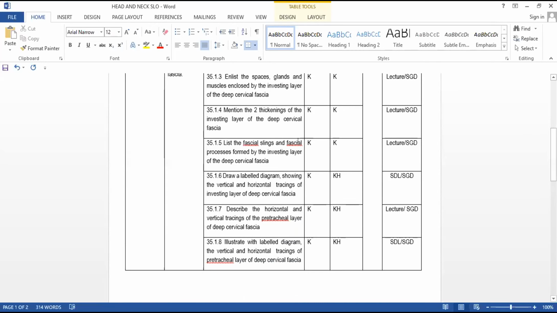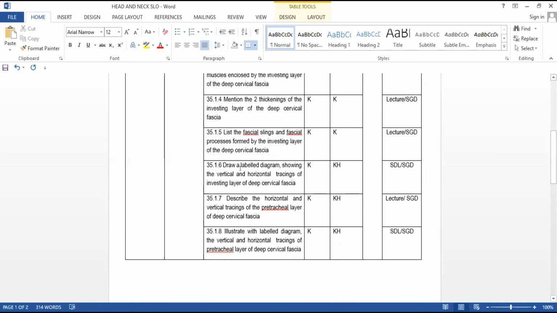The fourth SLO is mention the two thickenings of the investing layer of deep cervical fascia. The domain is K and the level is K, and the teaching learning method is lecture and small group discussion. Then the fifth SLO is list the fascial slings and fascial processes formed by the investing layer of deep cervical fascia. Domain is K and the level is K, and the teaching learning method is lecture and small group discussion.